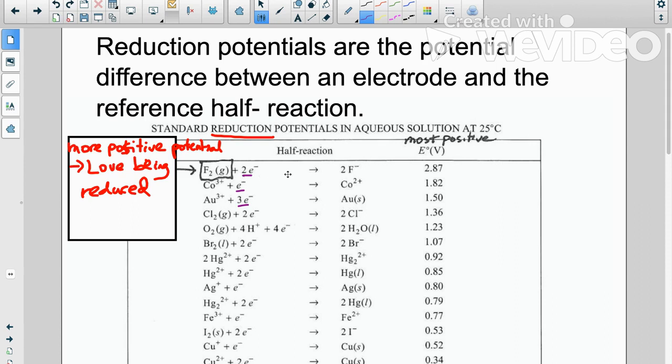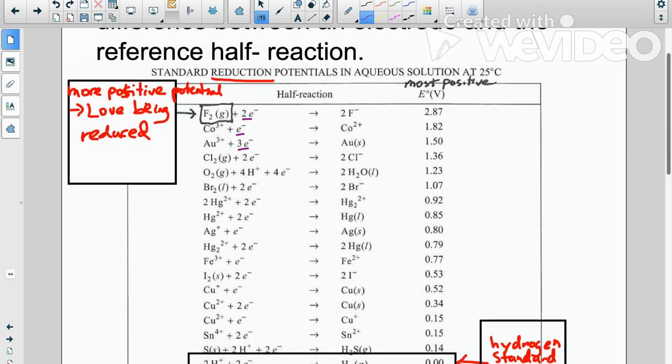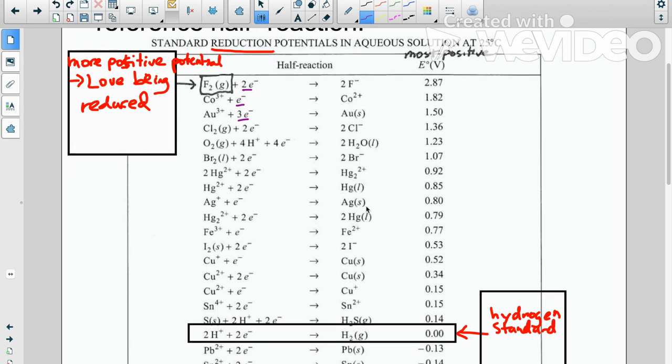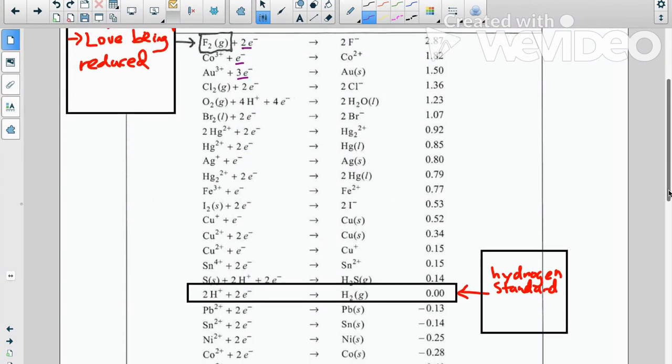It is very thirsty for electrons. Okay, it has a strong desire for reduction, and so it has a very positive reduction potential. I should also mention that this is not the end-all table. There are many more half reactions that are not given here, that you can get in the back of your textbook or on the internet, but this is not an exhaustive list.